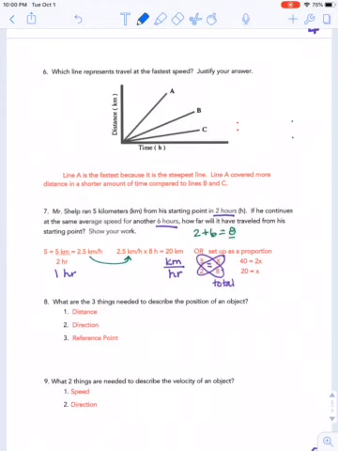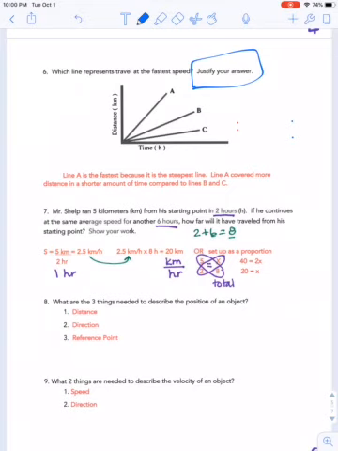Okay, which line represents the fastest speed? That is going to be A. Justify your answer. Just writing the letter A down is not going to cut it. You need to say why. Line A is the fastest because it is the steepest. Anytime you have a steep slope like this, that's going to indicate a faster speed. Just like we talked about today, line A covered more distance in a shorter amount of time compared to B and C.